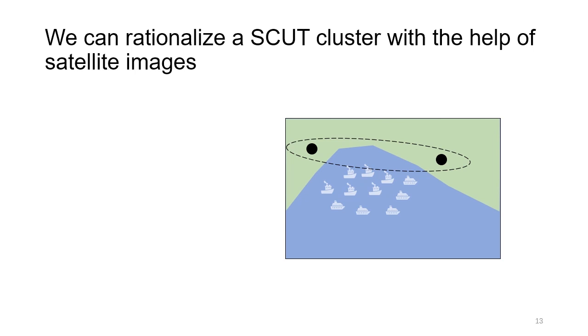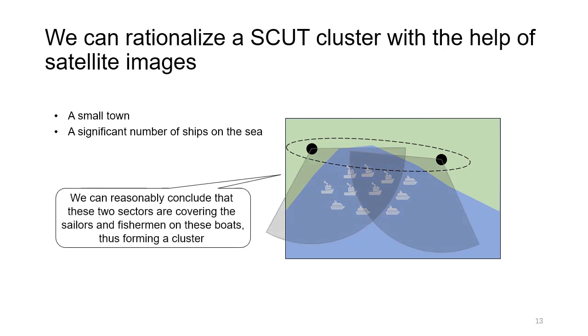Here is an interesting example. This is a 2-sector cluster that I found while checking the results. And to rationalize the cluster, I enlisted help from satellite images. These 2 sectors are shown as black dots on the illustrative satellite image. The image shows that the neighboring land area appears to be a rather small town without many houses inland. However, there are a number of fishing harbors here with various boats and ships on the sea. And thus, we can reasonably conclude that these 2 sectors are covering the sailors and fishermen on the boats, and that's why it formed a cluster. If there's congestion in this area, upgrading one of the sectors is likely to satisfy the demand.